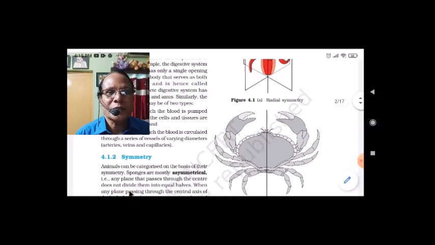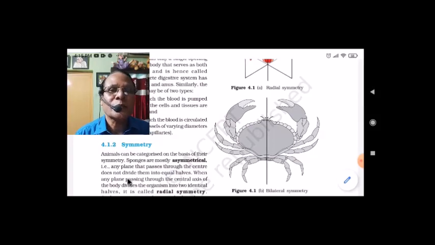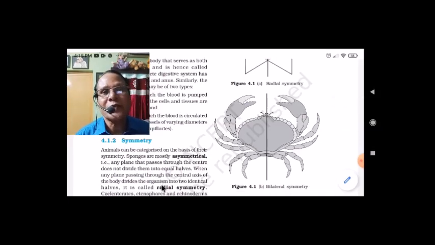In some cases, when any plane that passes through the central axis divides the entire organism into equal halves, it is called radial symmetry. It does not divide in the case of asymmetry, but here it divides into equal halves. When any plane passing through the central axis or center of the body divides the organism into two equal halves, that is called radial symmetry, as seen in the case of three phyla.